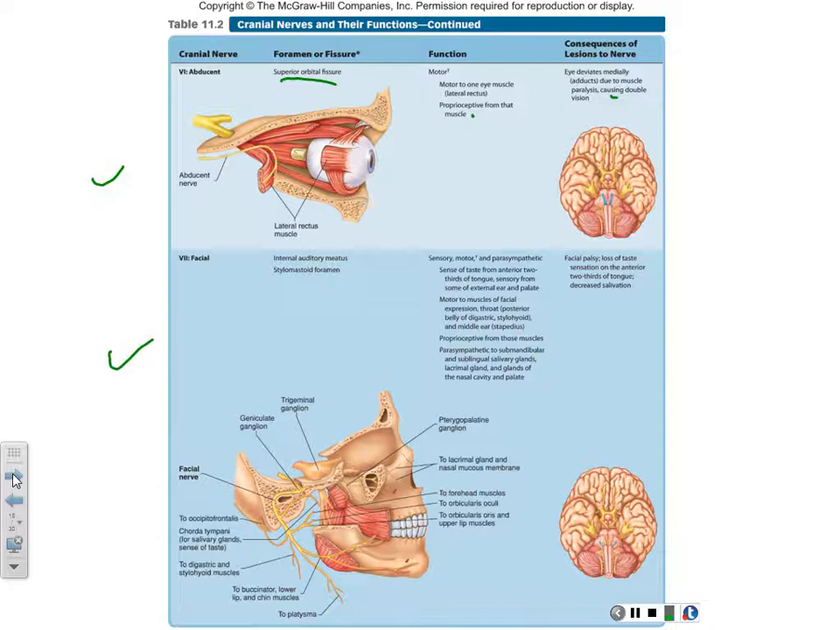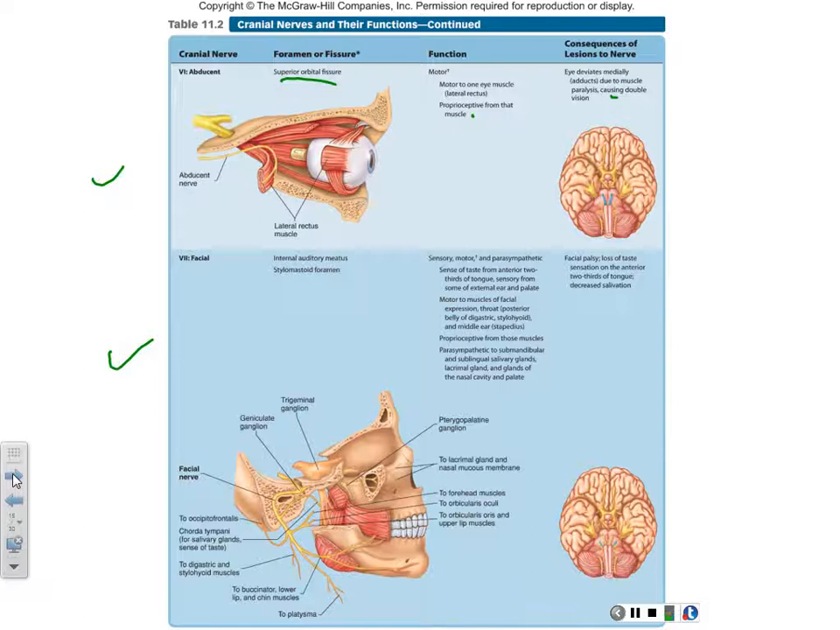Then the facial, number 7. The facial is kind of funny because it actually goes through the internal acoustic meatus, which means it passes through the ear. So if you have an ear infection, sometimes it may affect your taste, because guess what? The facial cranial nerve number 7 controls the anterior two-thirds of the tongue for taste, which is most of the tongue, okay?